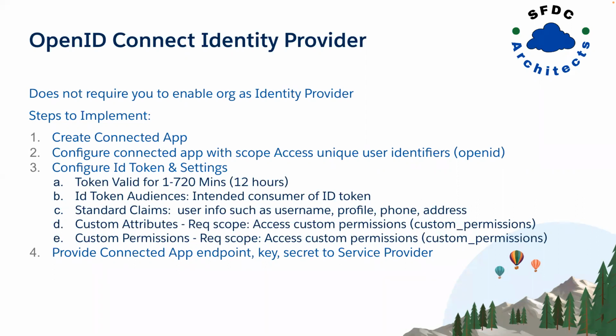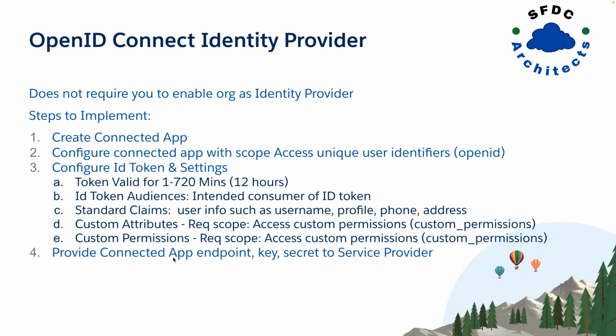You can also include custom attributes and custom permissions. If you add custom permissions, and this is a little mistake that I'll take out of my presentation. Custom attributes do not require this additional scope, only custom permissions, and you can see the scope itself is custom permission. So I'll update the presentation because this is incorrect.